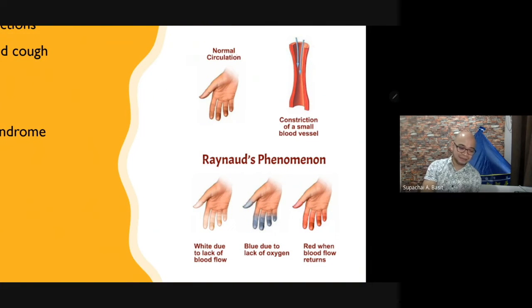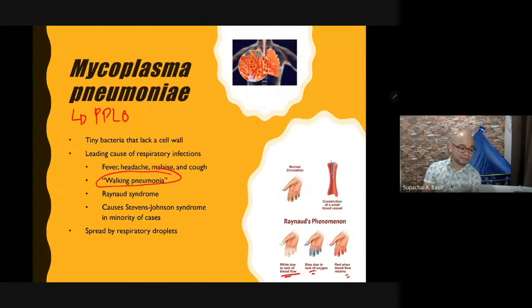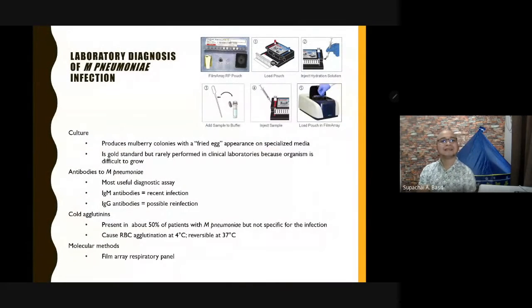Okay, so there is a constriction in the small blood vessels, and your hands would turn white due to the lack of blood flow, blue due to the lack of oxygen, and red when blood flow returns. So that's the Raynaud phenomenon. And then it causes Stevens-Johnson syndrome in a minority of cases. We can get infected by Mycoplasma pneumoniae through respiratory droplets. So how do we do laboratory diagnosis of Mycoplasma pneumoniae?